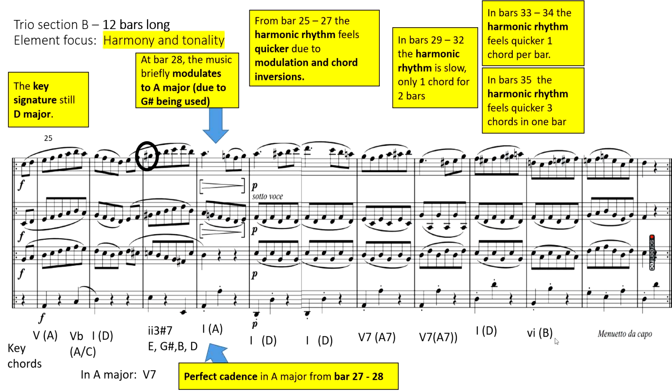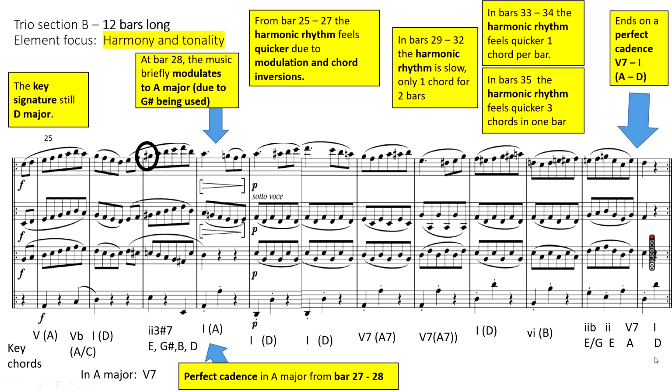Bar 35, the harmonic rhythm is going to feel quicker. This is because he's now using 3 chords in the bar. So we have 2B, or chord 2, first inversion. So chord 2 is an E chord, E, G, B. But he's decided to put the G in the bass. Then he's done chord 2 again, but with the E in the bass. Then he's done an A chord, or a 5-7 chord, or a dominant 7th chord, we'd call that. And then in bar 36, we have the D chord, chord 1, which would help to create a perfect cadence, making it sound finished.